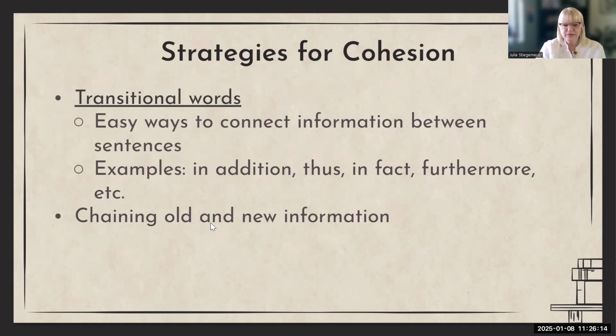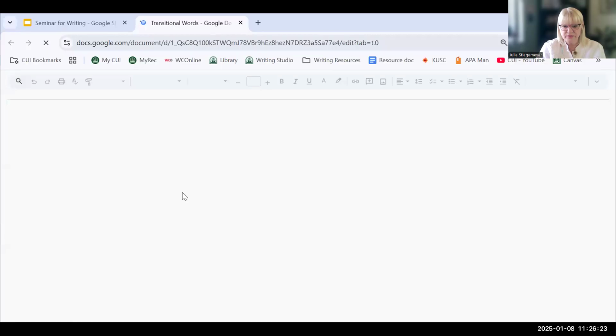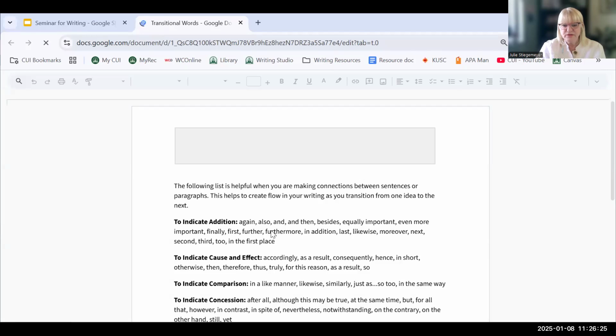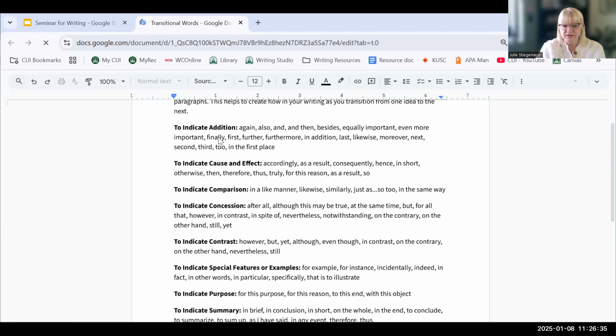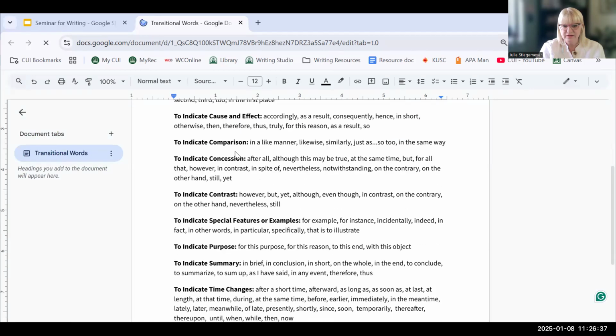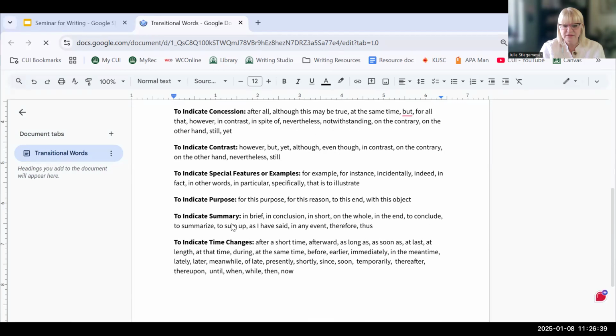And then the last thing I want to mention is strategies for coherence. So we use transitional words, and here's a resource to indicate all sorts of relationships. We're trying to make connections between sentences or paragraphs. So we have to indicate addition, cause and effect, comparison, contrast. So I like this list because it helps me to understand the relationship, but also to see lots of examples.